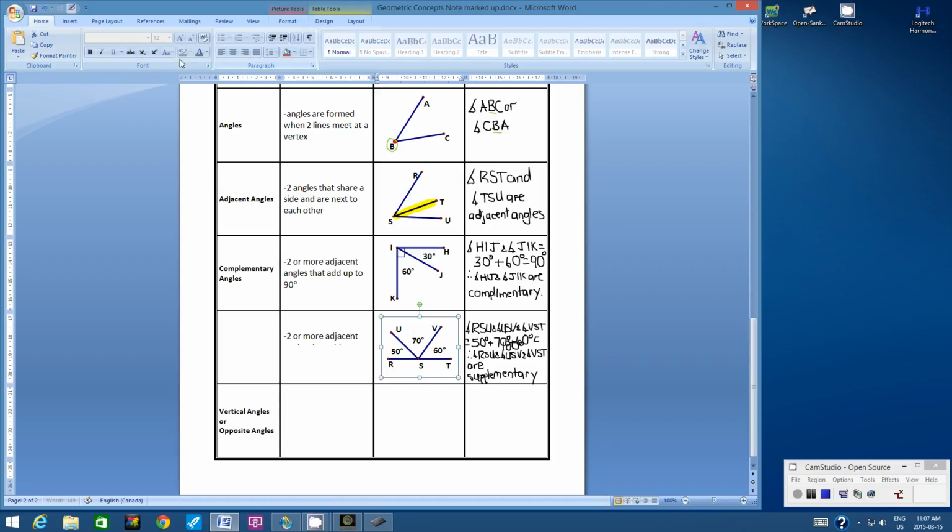Okay, so we're on the last one. Vertical angles or opposite angles. So they are angles across or opposite an intersection from each other. Angles across or opposite an intersection from each other.